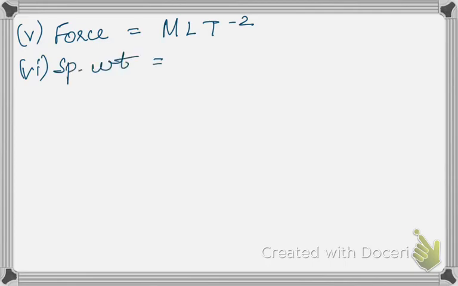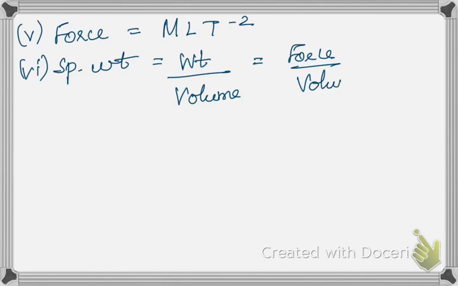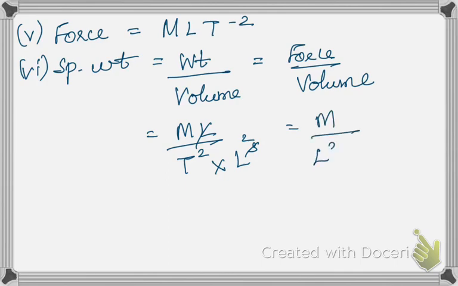Next will be specific weight. Specific weight is nothing but weight by volume. So in simple I can write it as force by volume. Force we have derived already, which is M L by T square. Volume is L cube, so one L will get cancelled off. So I will be having M by L square T square. Therefore, for specific weight, the dimension is M L power minus 2 T power minus 2.